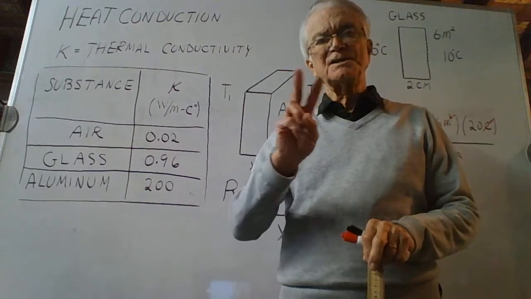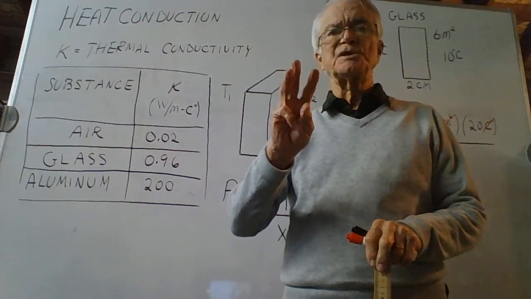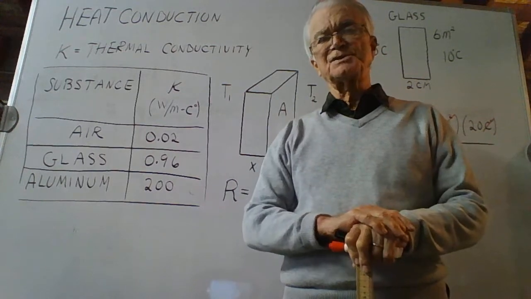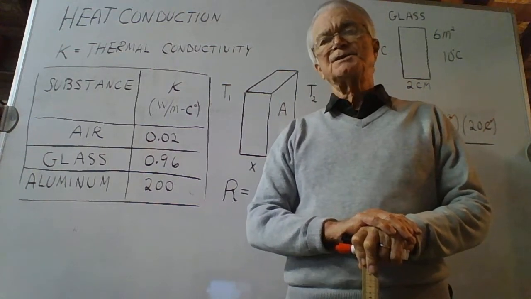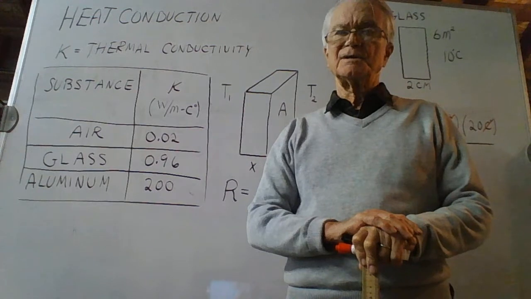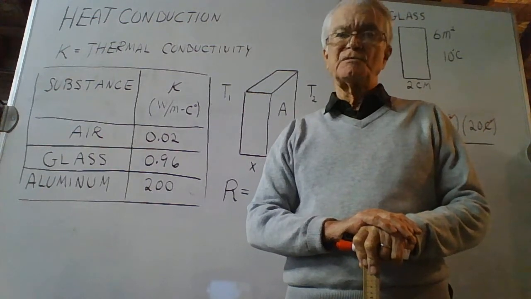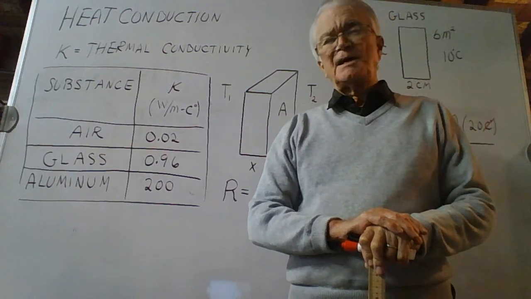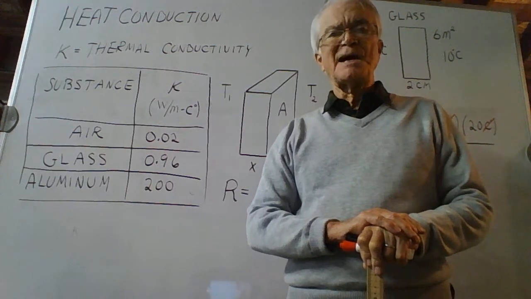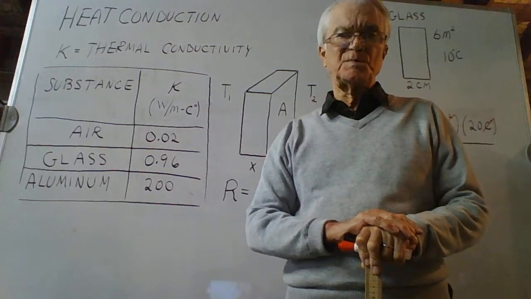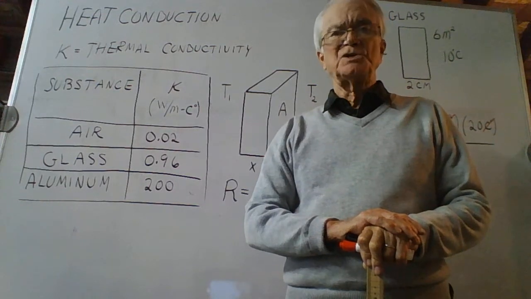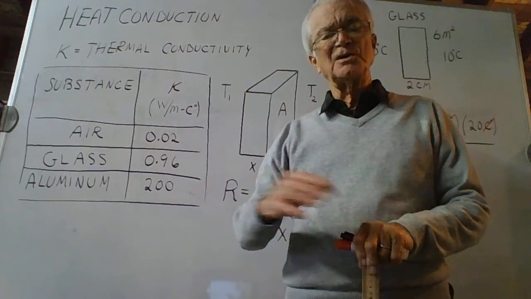The second of the three types of thermal energy transfer that we will discuss in this chapter is heat conduction. Last time we discussed thermal radiation, infrared radiation. Heat conduction occurs in the manner of a row of dominoes tipping over. You tip over the first one and the rest follow.